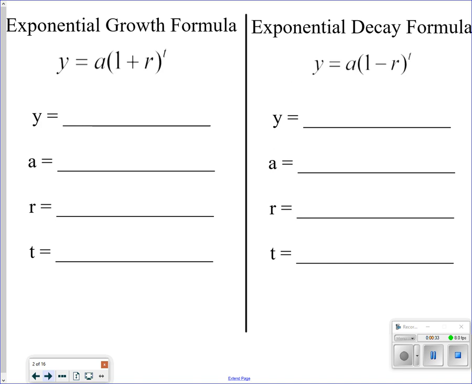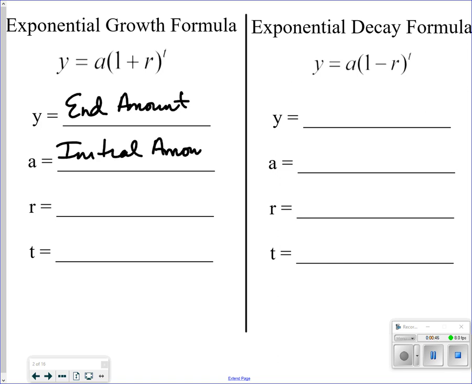So y in this particular formula is the end amount, like how much you're going to end up with when it's all said and done, which makes A then the initial amount. Now, sometimes that's referred to as the principal amount. R. Now, here's where things get a little bit different.